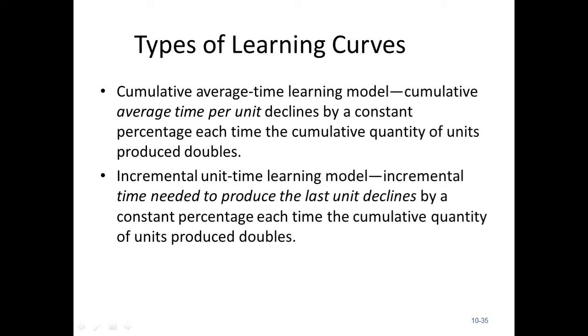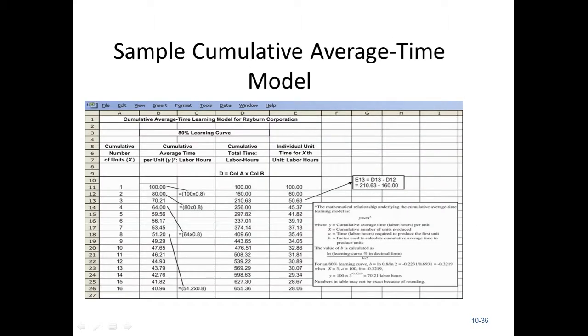So let's discuss the types of learning curves. For many companies, learning curves and experience curves are key elements of their profit maximization strategies. They are used to reduce cost and increase customer satisfaction, market share, and profitability. Here we talk about 2 learning curve models. The cumulative average time learning curve model, which causes cumulative average time per unit to decline by a constant percentage each time the cumulative quantity of units produced doubles, or the incremental unit time learning model, which causes incremental time needed to produce the last unit to decline by a constant percentage each time the cumulative quantity of units produced doubles.